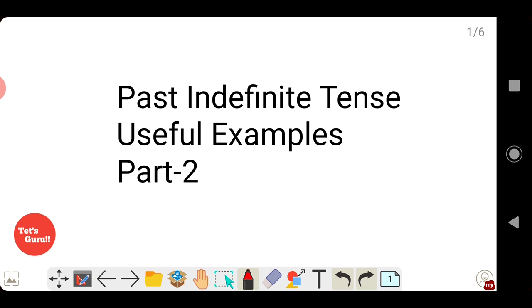We are going to discuss past indefinite tense with some useful examples. This will be part two. We have already covered present indefinite tense, continuous, perfect continuous, and perfect tense.